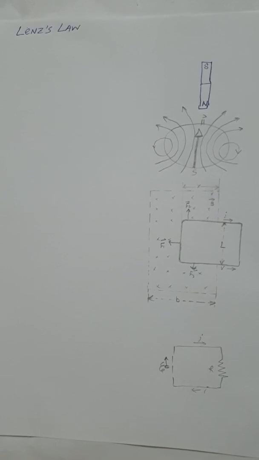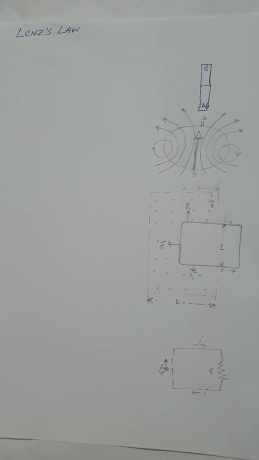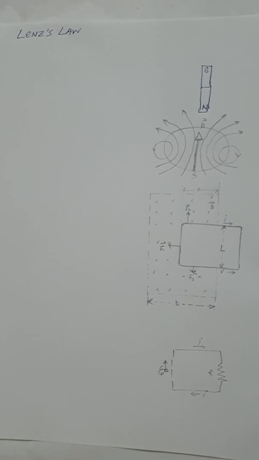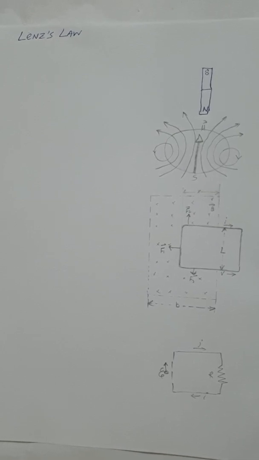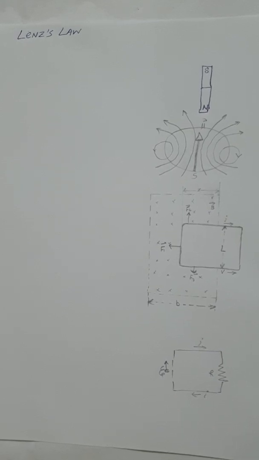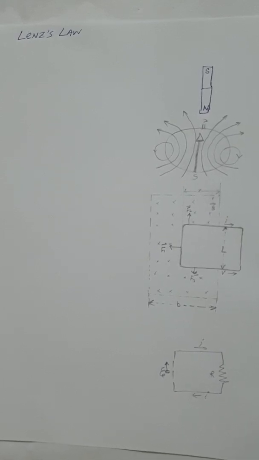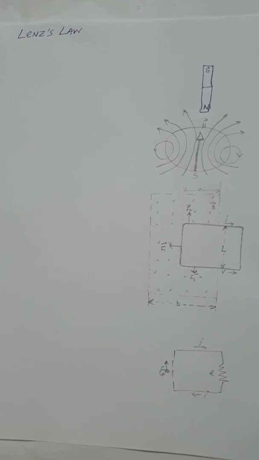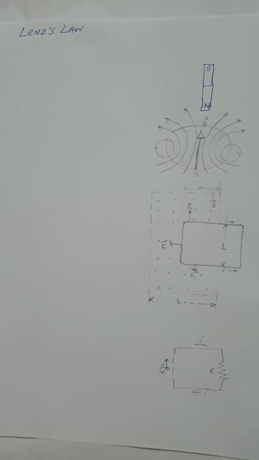Lenz's law states that the direction of any magnetic induction effect is such as to oppose the cause of the effect. The cause may be changing flux through a stationary surface due to a varying magnetic field, changing flux due to motion of the conductors that make up the circuit, or any combination.